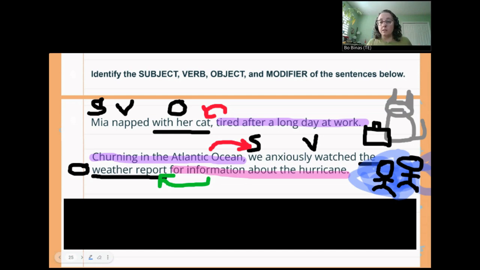Are we supposed to be churning in the Atlantic Ocean? I don't know about you guys, but I don't want to be churning in the Atlantic Ocean. That sounds dangerous. So I don't want to be churning in the Atlantic Ocean. So I'm sure the author did not mean that. Right? Okay. So what should be churning in the Atlantic Ocean?